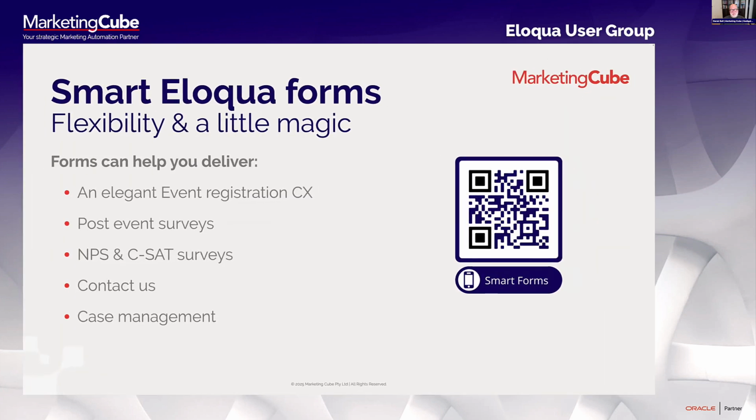So forms can help you, whether it's event registration, or post-event surveys, whether it's for a webinar, an in-person event, or maybe even a hybrid event, using your Eloqua forms to deliver post-event surveys. Also NPS and CSAT, so Net Promoter Score and customer satisfaction surveys, are two other really great examples. We've had a number of clients over the years who have been using third-party applications to deliver NPS or CSAT, but have realized that, really, why can't we bring that into Eloqua? Eloqua has that functionality built in.